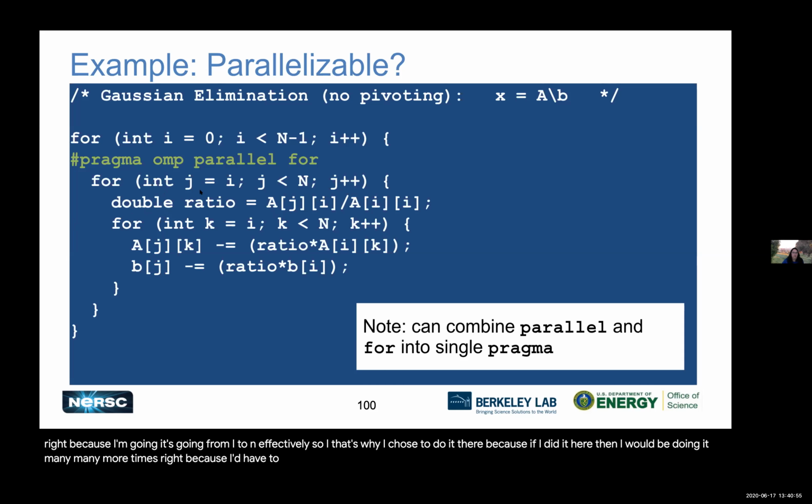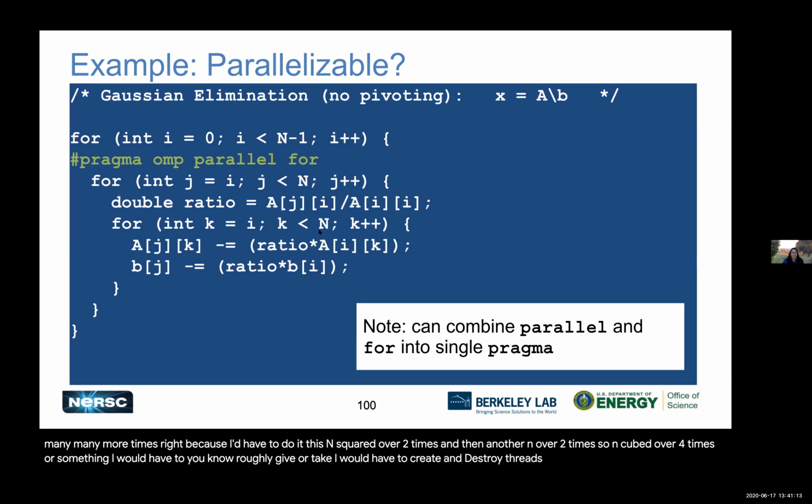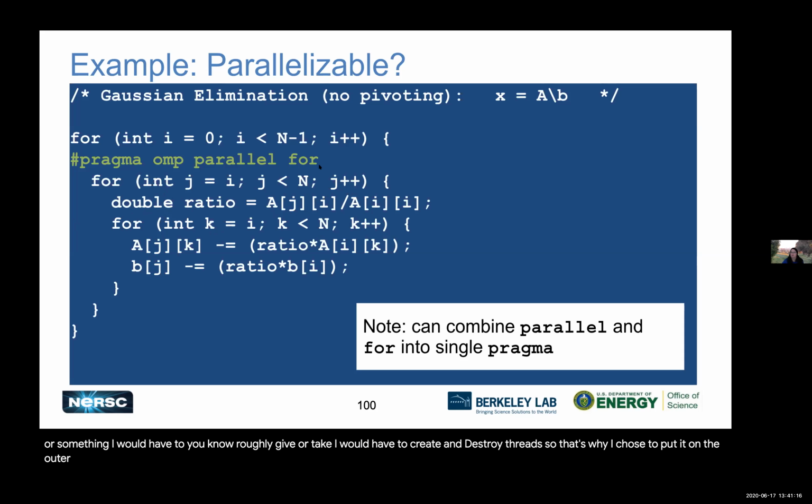Because I'd have to do it this n squared over 2 times, and then another n over 2 times. So n cubed over 4 times or something. I would have to, roughly, give or take, create and destroy threads. So that's why I chose to put it on the outermost loop. But you could certainly put it on this loop. And if somehow this index were pretty small, then it's probably more worthwhile to put it on the inside.